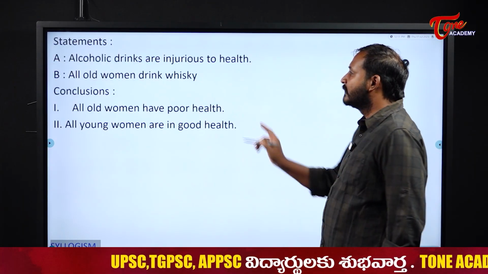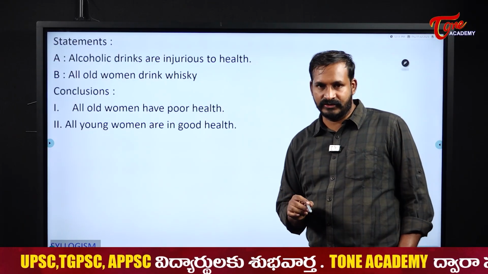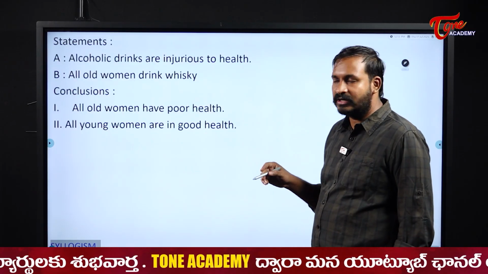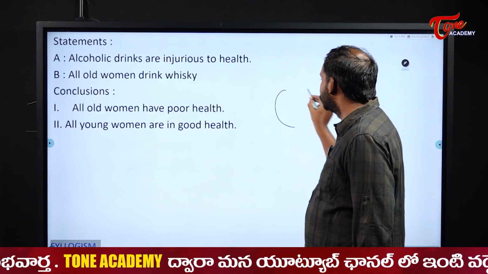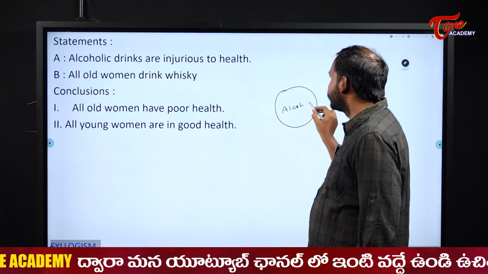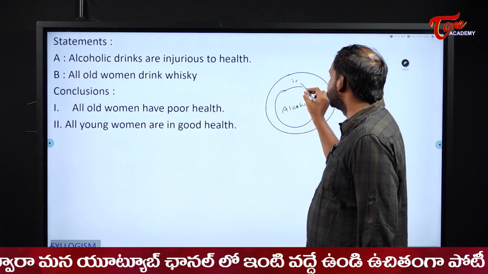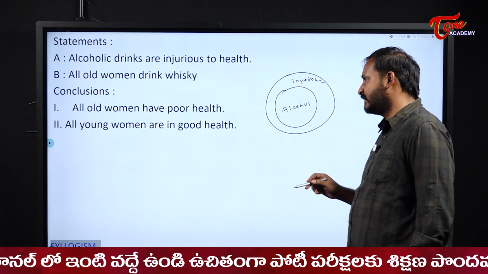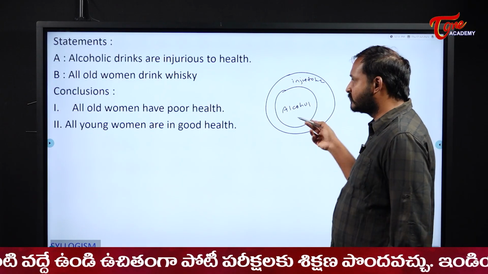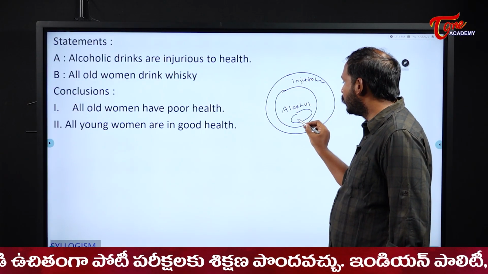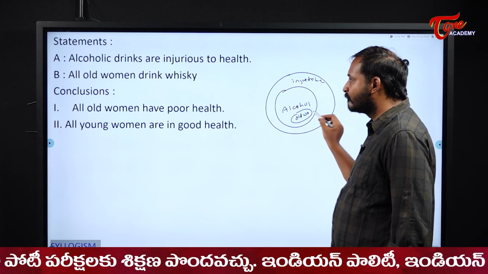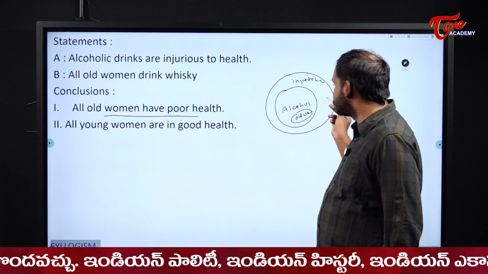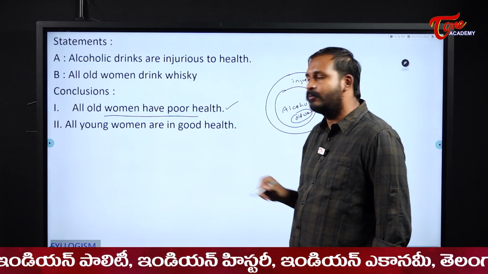Next one. Alcoholic drinks are injurious to health. All women drink whiskey. So, now see here, alcoholic drinks are what? Injurious to health. Alcohol is injurious to health. Next, all old women drink whiskey. Okay, that means that is also an alcohol, so I will write here old woman. All old women have poor health. Why? Because it is injurious to health, then obviously they will have poor health.